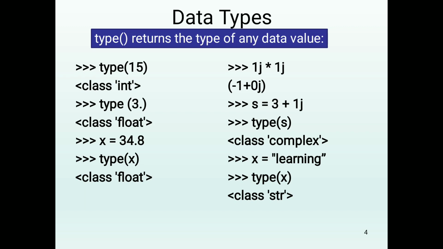Suppose you want to know the data type of a particular variable, then you can use the command type, which returns the type of any data value. So I am giving examples here. You can see that type of 15, after pressing enter, shows class int. Type of 3.0 shows class float. X is equal to 34.8, and afterwards I am giving type of x. So here it shows that x contains a value whose data type is float. So that's why it returns class float.